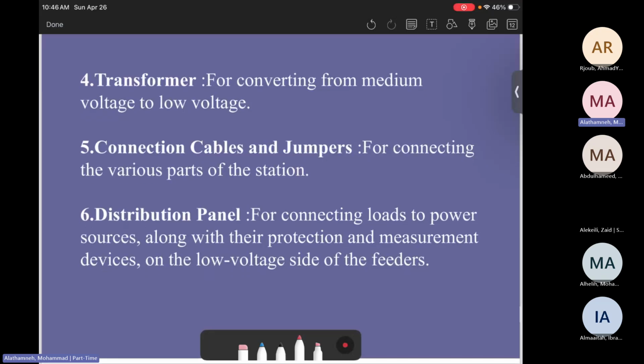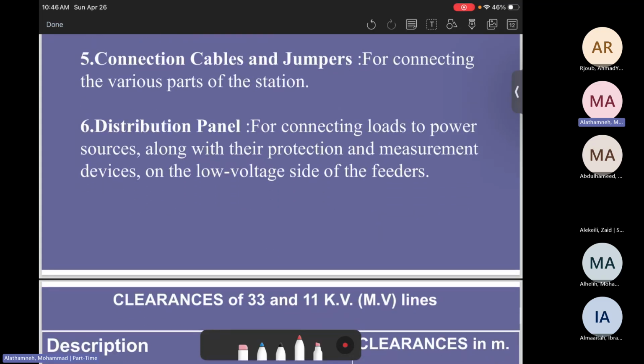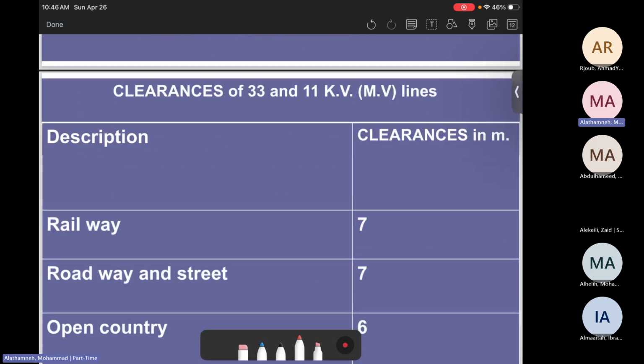Transformer, again, like a distribution transformer. Then connection cables and jumpers. Of course, there must be connection cables and jumpers. Distribution panel: this has the power cables connected, and their protective and measurement devices for the low voltage feeders.